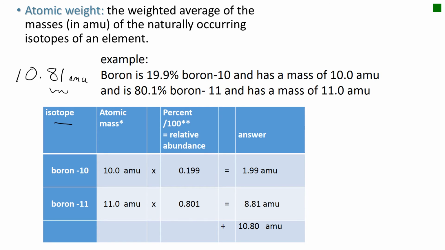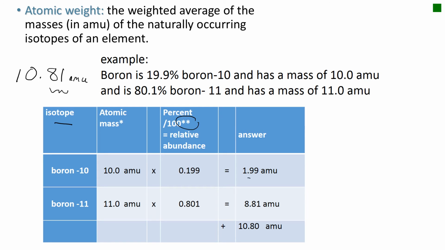I'm going to multiply that by the percent abundance divided by 100, which is the relative abundance, and I'm going to get a number. I'm going to do the same thing with boron 11, the atomic mass of it. I'm only going to 3 sig figs, folks. I'm not doing a lot of decimals that you can get, which is what these asterisks mean. You can use scientific numbers that have 8 decimals. I'm not going to do that, and neither do the students have to.